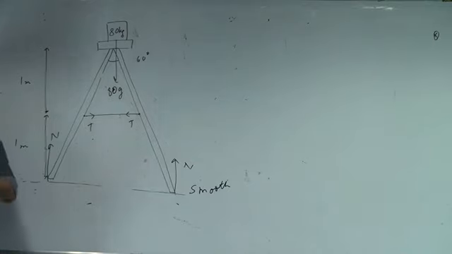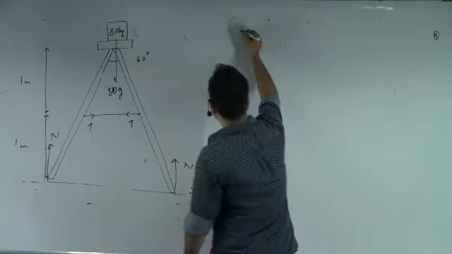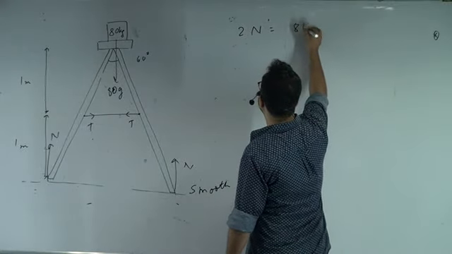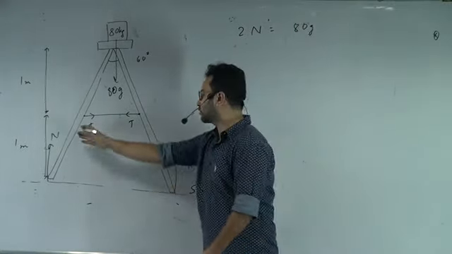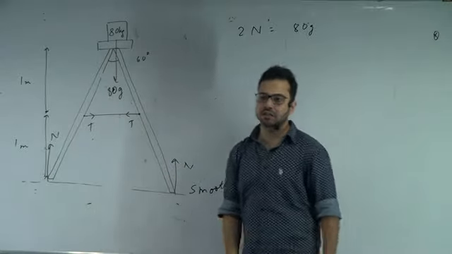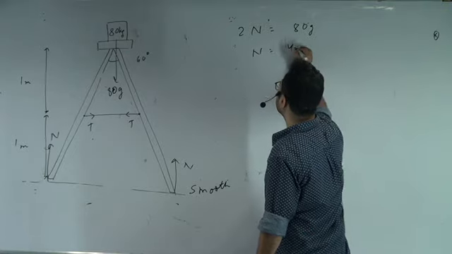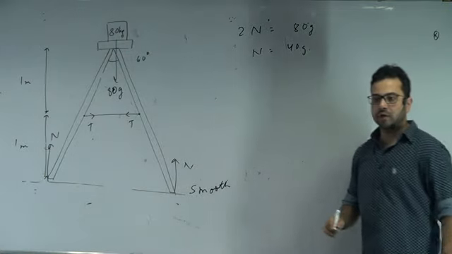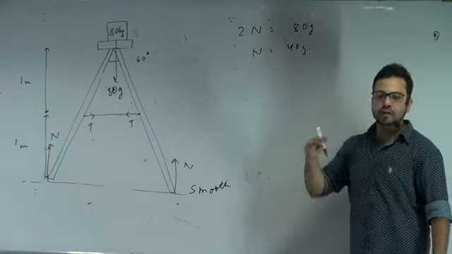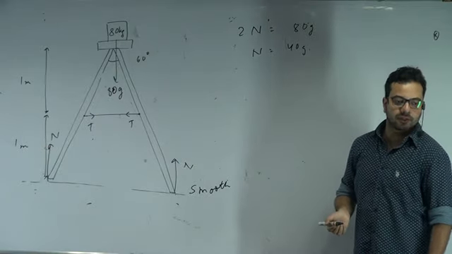So is it in vertical equilibrium, or translational equilibrium? Yes. What is the equation you can write? 2N is equal to mg. Excellent. What are the vertical forces? 2N and mg. So 2N is equal to mg, and from here we get N is equal to 40g. Excellent. Next, for horizontal equilibrium, T is equal to T.